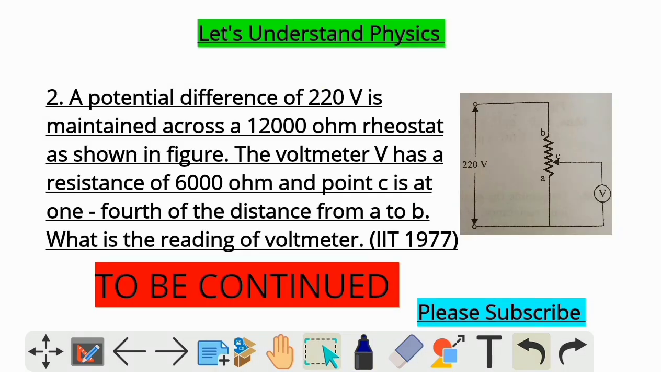As the video is becoming so lengthy, we'll continue this in the next video. Those who are interested, try to solve this problem.